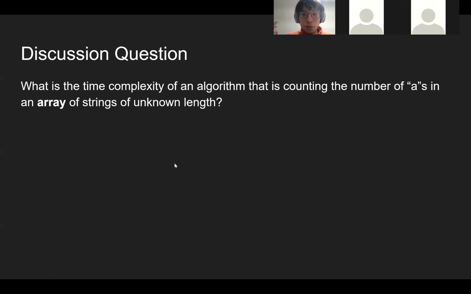Okay, so now I have a discussion question. This one is something we're just going to briefly talk about, and we're not going to work out a solution in code. So what would the time complexity be for an algorithm that counts the number of A's in an array of strings of unknown length? If you guys can think about that a little bit.